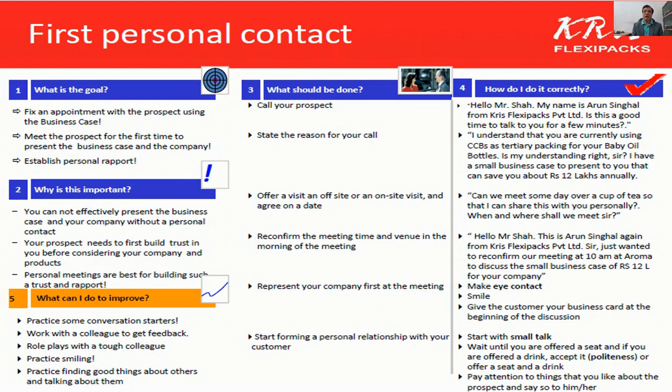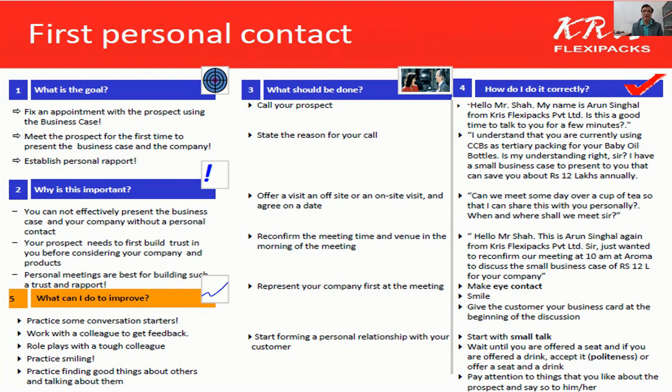So once you get the call, there are two steps in this. One, to get the first meeting appointment, and the second, actually having the meeting. So how do you do it correctly? You say, hey, sir, hey, Mr. Shah, supposing your client's name is Mr. Shah, my name is Arun Singhal, I'm from Chris FlexiPack, and is this a good time to talk to you for a few minutes? So you take permission. Permissions are great. I understand you are currently using CCBs. CCB is corrugated boxes as a tertiary packaging material for your baby oil bottles. Is my understanding right, sir? Take permission again. People like people who take permission. So you keep taking permission.